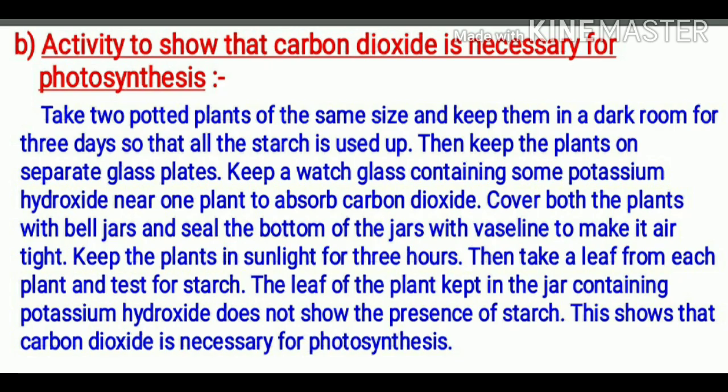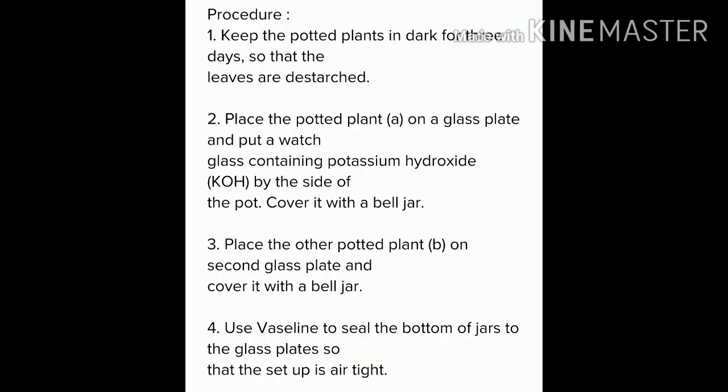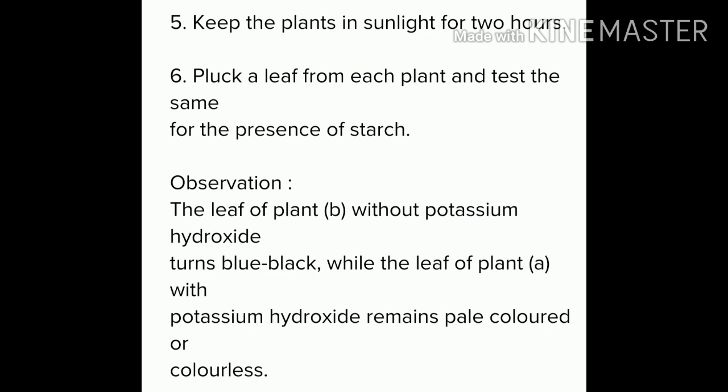Now I shall discuss an activity to show that carbon dioxide is necessary for photosynthesis. For this, take 2 potted plants of the same size and keep them in a dark room for about 3 days so that all the starch present in the leaves gets used up. Keep the plants on separate glass plates. Keep a watch glass containing some potassium hydroxide near one plant to absorb carbon dioxide. Cover both the plants with bell jars and seal the bottom of the jars with Vaseline so that the setup is airtight. Now keep the plants in sunlight for 2 hours.